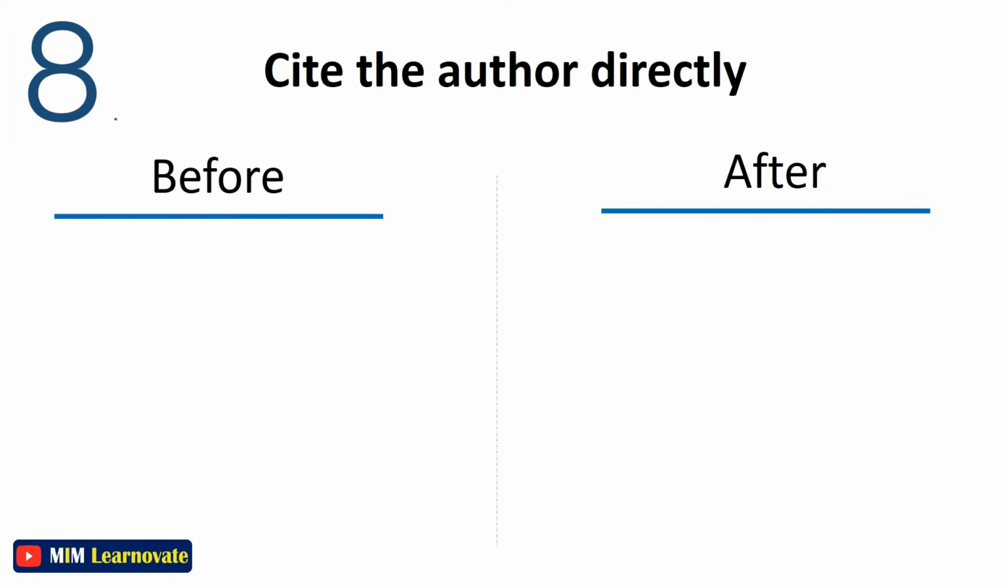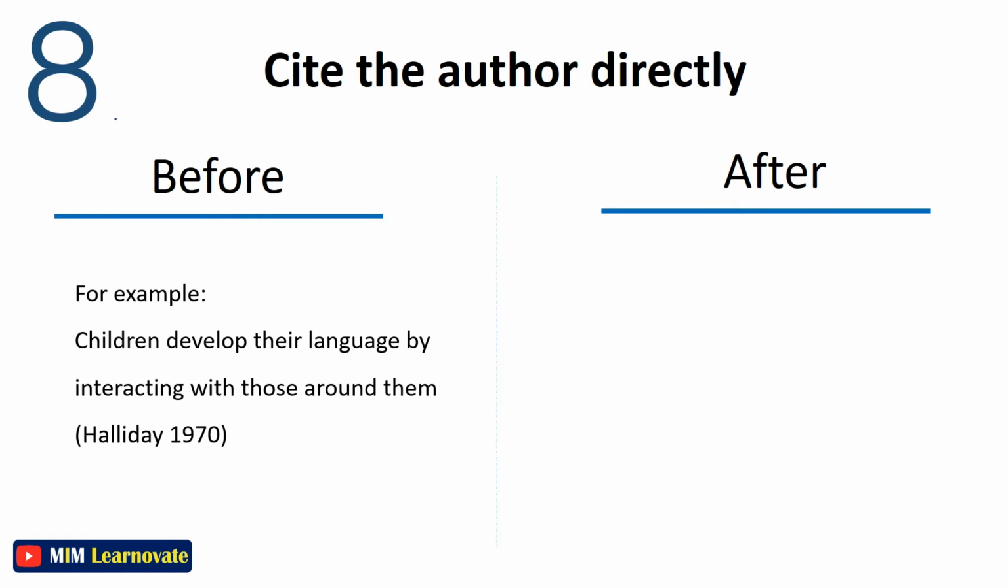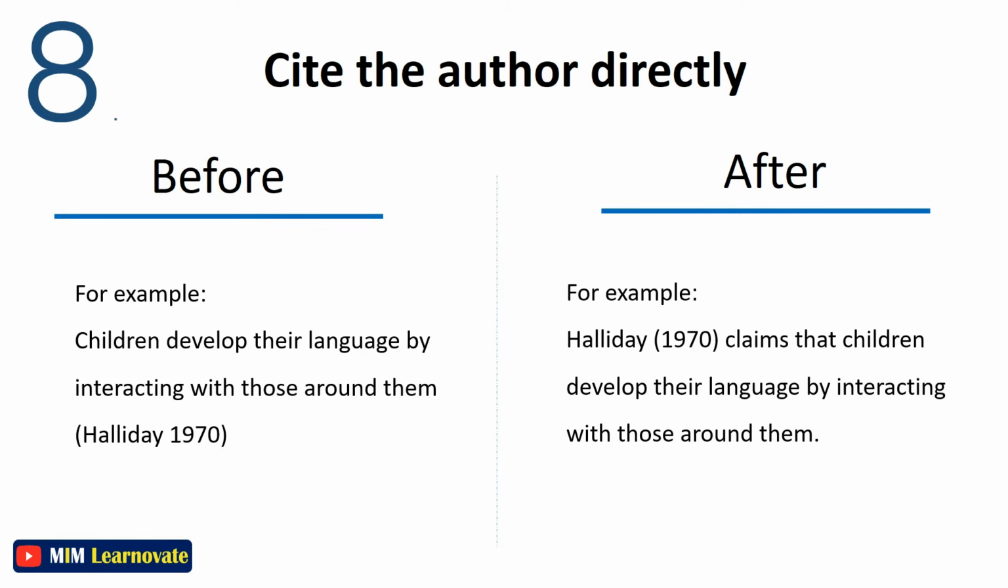Tip number 8. Cite the author directly. For example, children develop their language by interacting with those around them. Halliday, 1970. It can be written as Halliday, 1970, claims that children develop their language by interacting with those around them. In this way, I have cited the author directly.